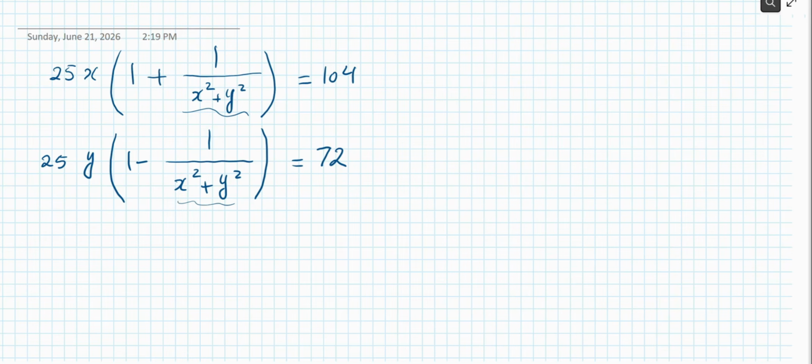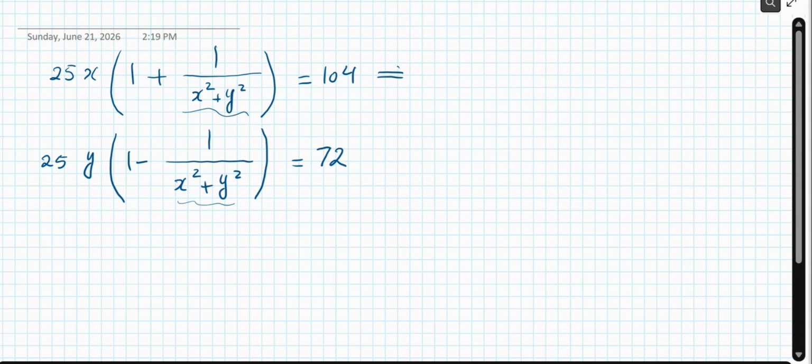Here we have two equations, two nonlinear equations that we are trying to solve. For this problem, we take advantage of complex variables and rewrite these equations into complex form. Before doing that, we simplify these two equations.